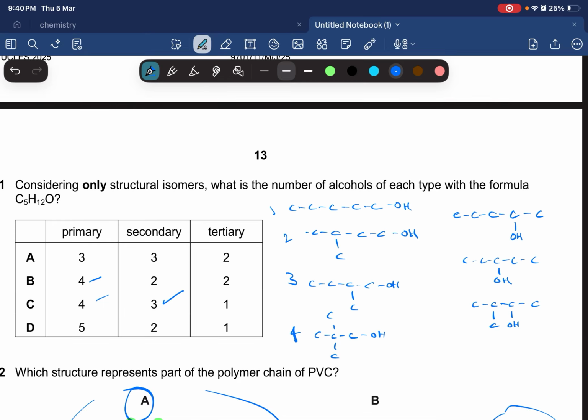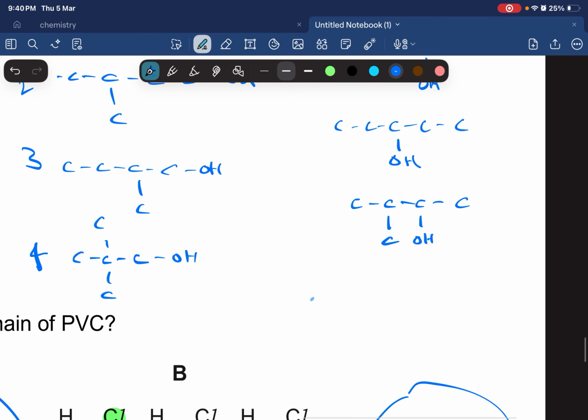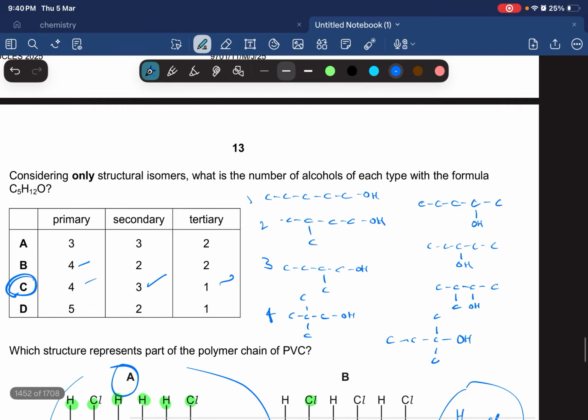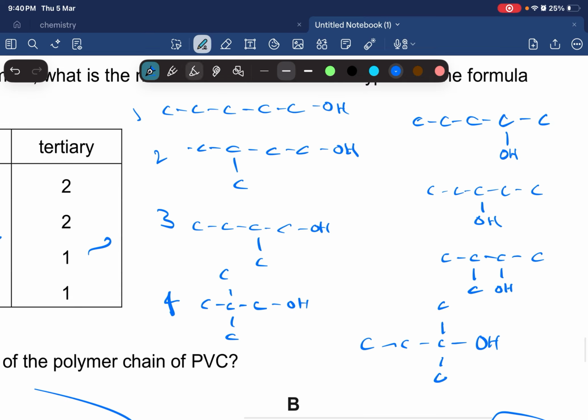And now tertiary, they say it's only one. Let's see. 1, 2, 3, 4, 5, and then an OH here. So that's a tertiary alcohol. Option number C. I don't know. Let's check. Yeah, it's option number C. So that was all I drew. These were the primary ones.